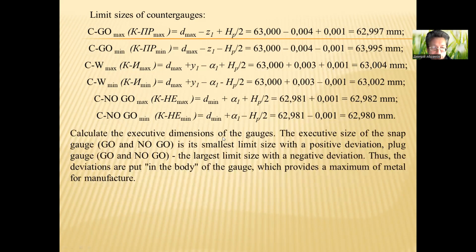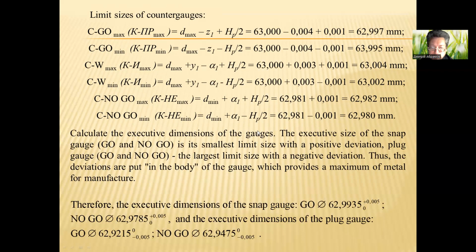Calculate the executive dimensions of the gauges. The executive size of the snap gauge, go and no-go, is its smallest limit size with a positive deviation. Plug gauge, go and no-go, the largest limit size with a negative deviation. Thus, the deviations are put in the body of the gauge, which provides a maximum of metal for manufacture.